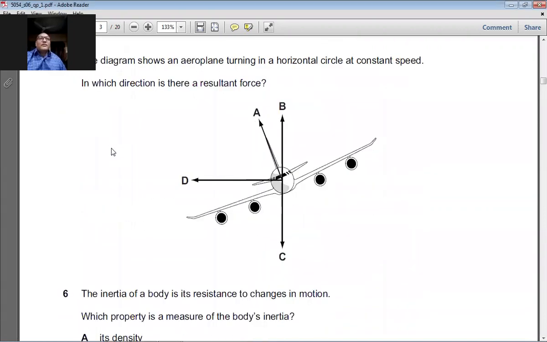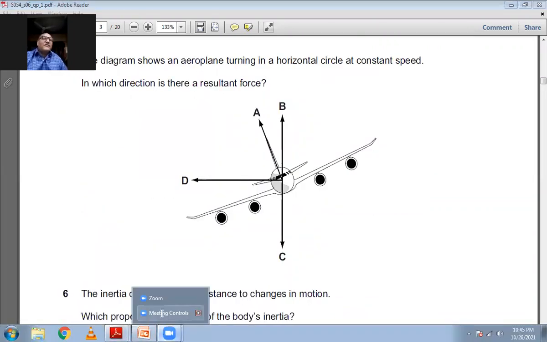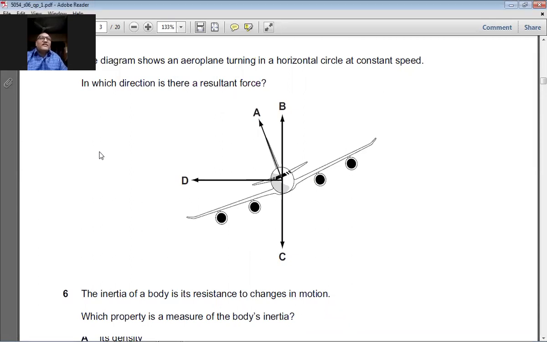The next question coming up on your screen is question number 5. Question number 5 says that the diagram shows an aeroplane turning in a horizontal circle at constant speed. In which direction is the resultant force? Because the aeroplane is turning in a circle, whenever anybody moves in a circle, the direction of the resultant force is always towards the center of that circle. So as the plane is turning in this circle, its center will be at D.